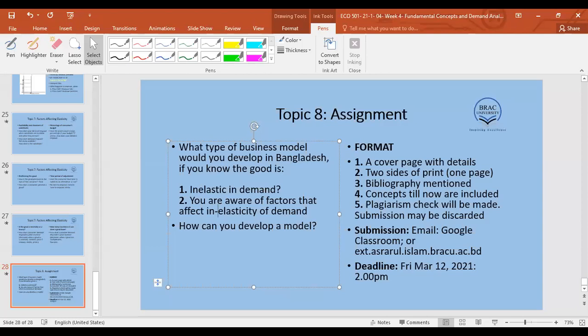Yes, it's written here. Look. Deadline. It's written at the end. And you submit in the Google Classroom. If you have problems submitting in the Google Classroom, you can submit to my email address. But you have to write your name, your ID, and your section. And you don't have to give a cover page with the BRAC University logo, etc. Just 2 sides of a page.